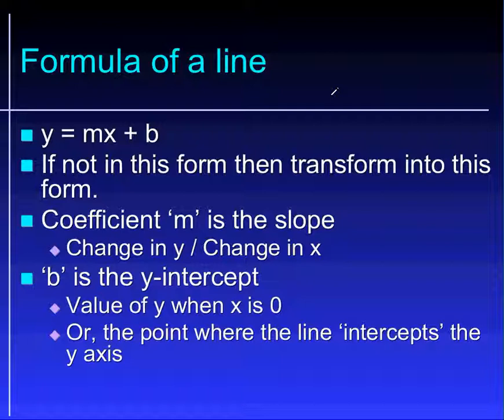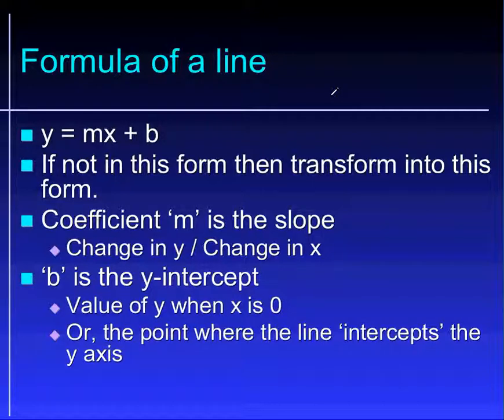The coefficient m in this equation is the slope of the line. And let's think about what we mean when we say the slope. We mean that for every change in x, what's the change in y? So the change in y divided by the change in x. For every 1 unit of change in x, what is the corresponding change in y?